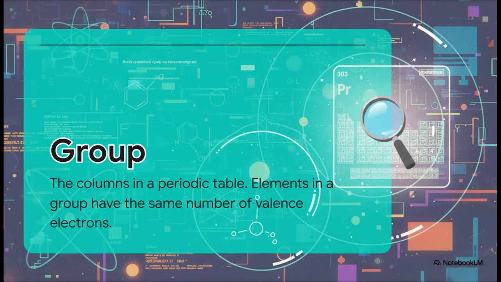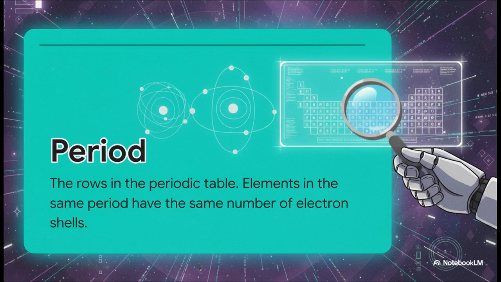But the real genius here is in the table structure. See, elements in the same vertical column, or group, all have the same number of valence electrons. Those are the outermost ones. And that's what makes them react in very similar ways. They're kind of like chemical family members. And it's not just the columns. The horizontal rows, or periods, matter too. Elements in the same row all share other important structural traits. They have the same number of electron shells, which influences things like their size and their energy levels.